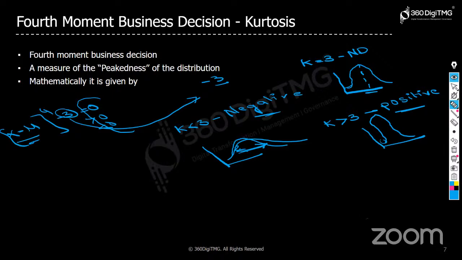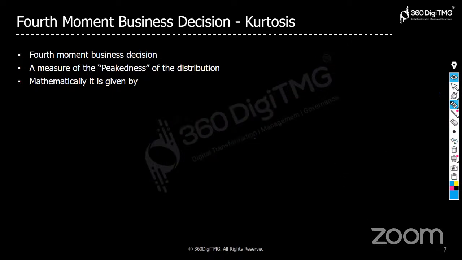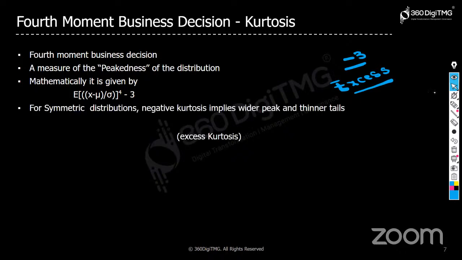So kurtosis, if it is 3, that is normally distributed. If it is greater than 3, positive kurtosis. If it is less than 3, that is negative kurtosis. And what else is there to discuss? If we are subtracting 3 from the formula, that is called excess kurtosis. So this is about kurtosis. Let's check what formula is given here. That is sigma E of x minus mean by standard deviation whole power 4 minus 3. So minus 3 is nothing but excess kurtosis.